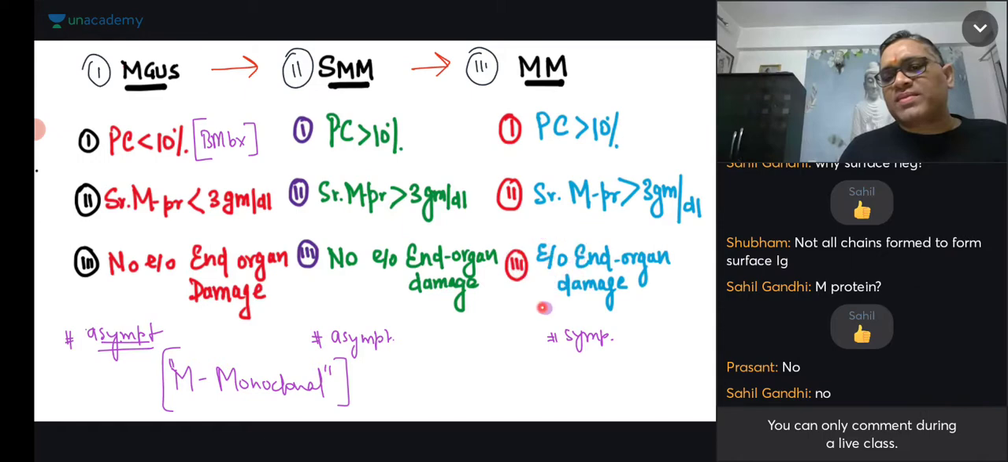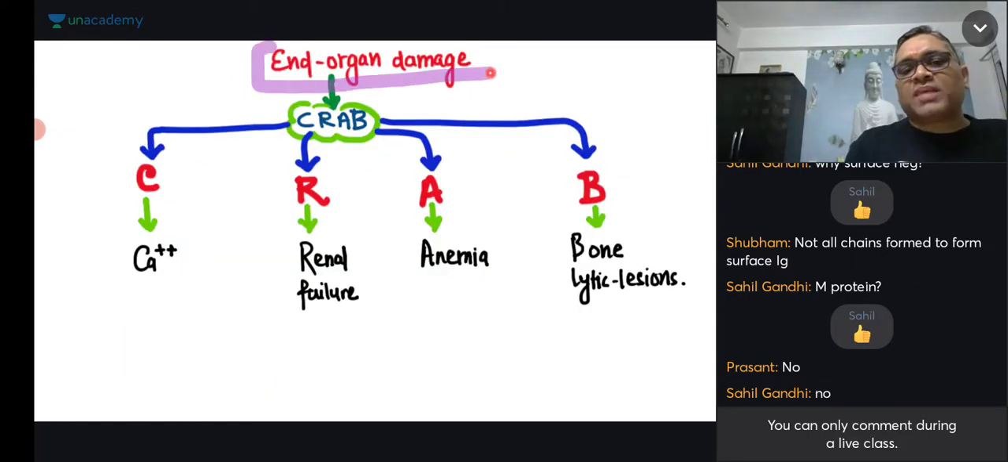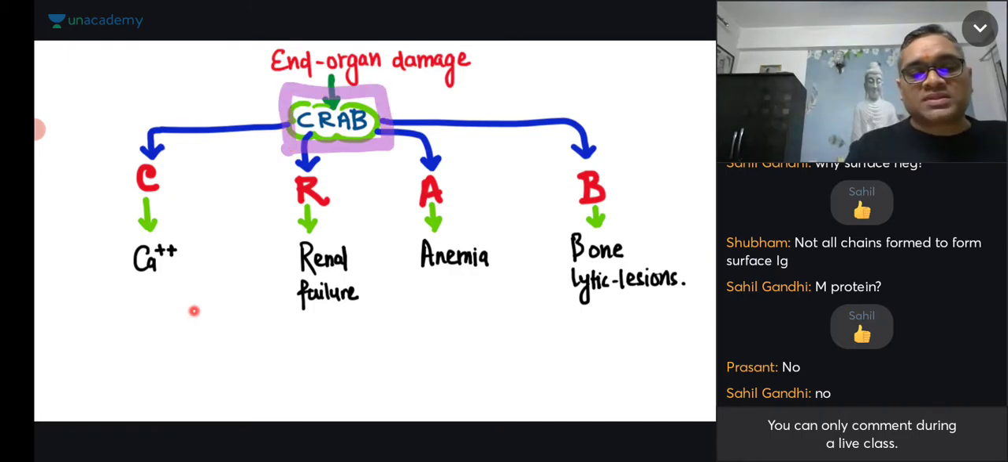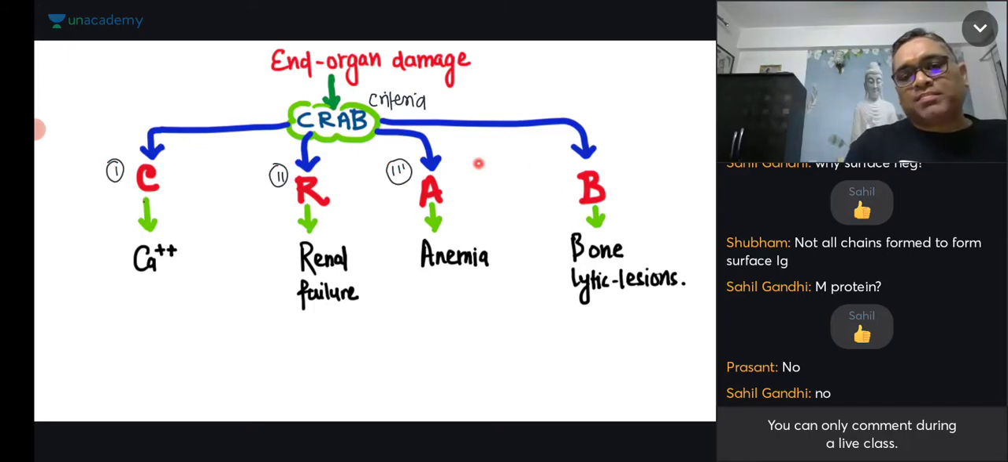How are we going to measure the end organ damage? Now the question is coming to your mind: how do we calculate the end organ damage? End organ damage is measured by a standard acronym criteria called the CRAB criteria. Remember, this is given by WHO. This is not a mnemonic created by us, right? This is a WHO criteria mnemonic. There are four things: C, R, A, B. So what is CRAB? C for hypercalcemia, R for renal failure, A for anemia, and B for bone lytic lesion, right? So these are the end organ damage. This is how you will measure the end organ damage.